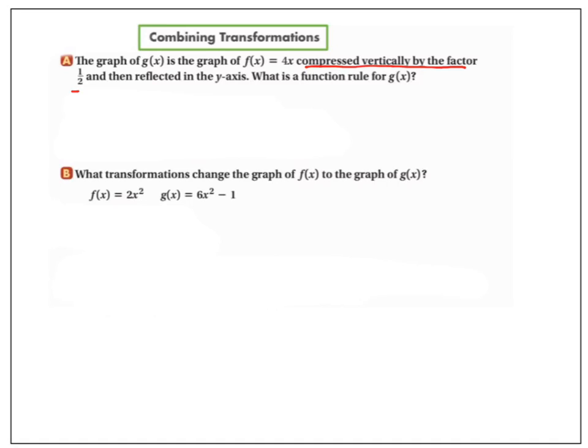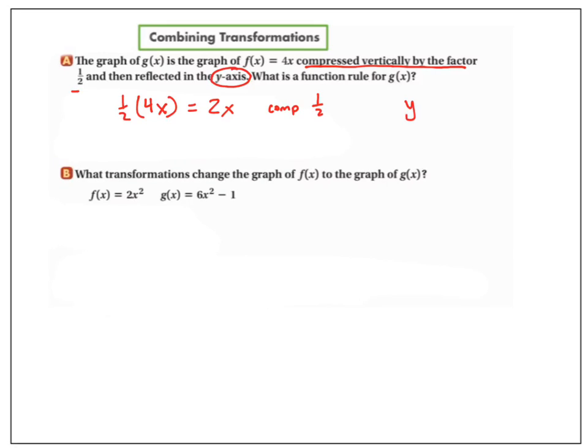All right, so in this case, we know f of x is 4x, so we're going to take 4x and we're going to compress it by a factor of 1/2, which is going to be 1/2 times 4x, which gives us 2x. So there is our compression by 1/2. Then it says it's reflected over the y-axis.